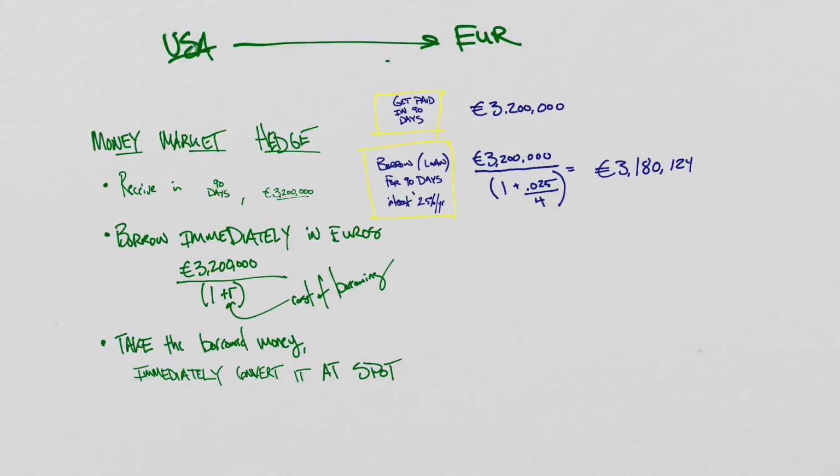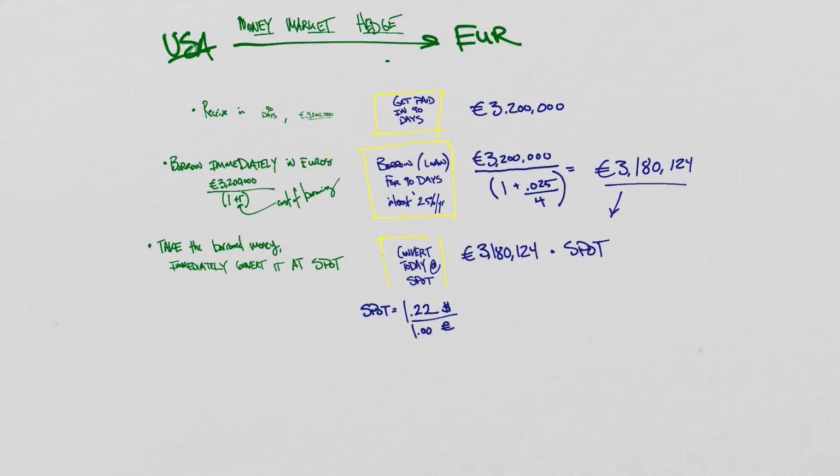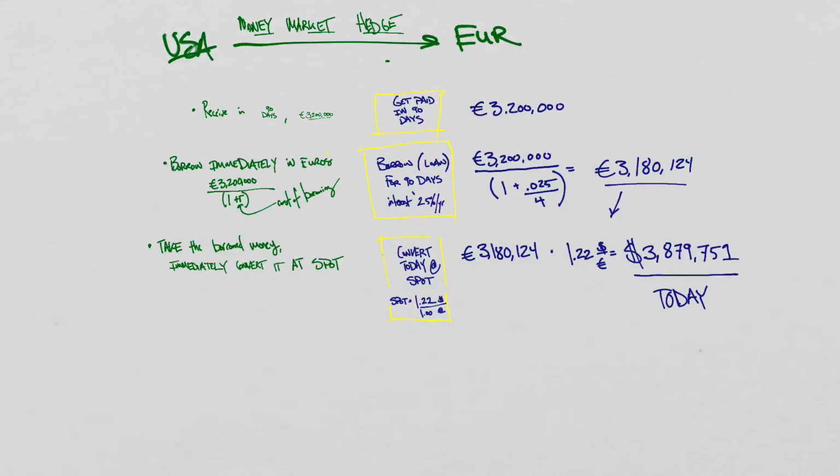And then they're going to take this borrowed amount and immediately convert at the spot exchange rate. If the spot exchange rate is €1 buying $1.22, then that means these euros, which are immediately converted, immediately become $3.879 million. And the key thing is that that's today. They received that today. They still don't get paid by the client until 90 days from now.